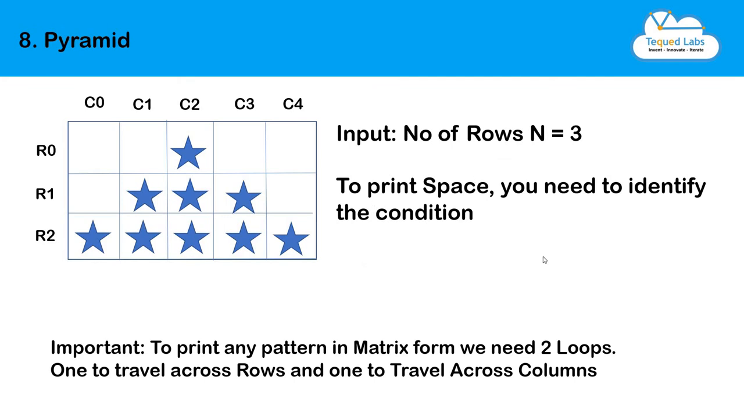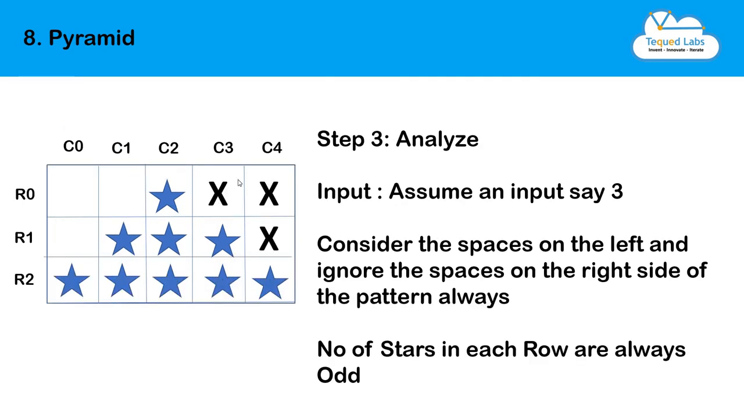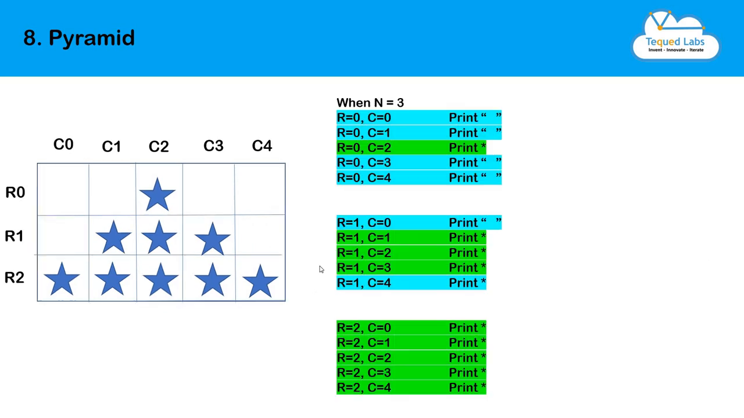So here let us assume the input to be n, which is equal to 3 in this case. Now we need to identify a condition to print the spaces exclusively. You can ignore all the spaces which are present on the right side. And as I've already told, the number of stars in each row is always odd. This is an important observation that you have to make.